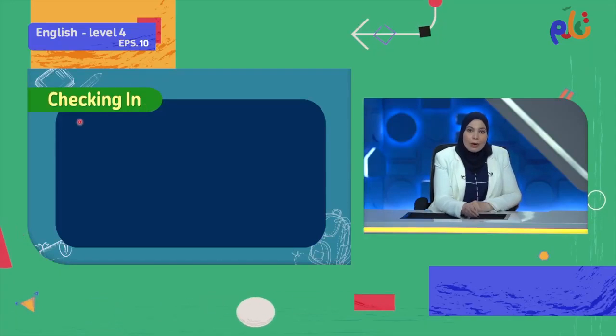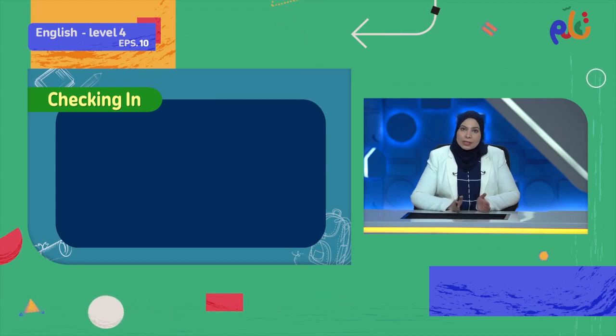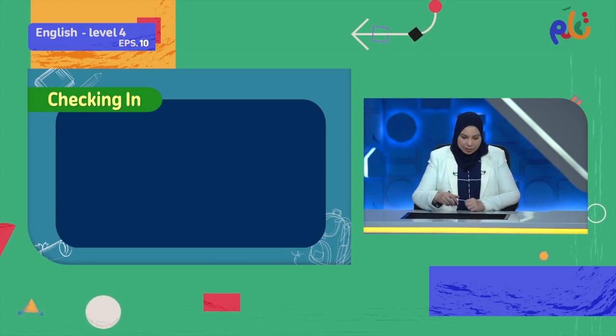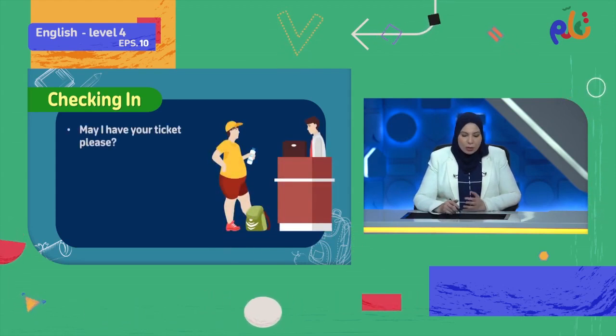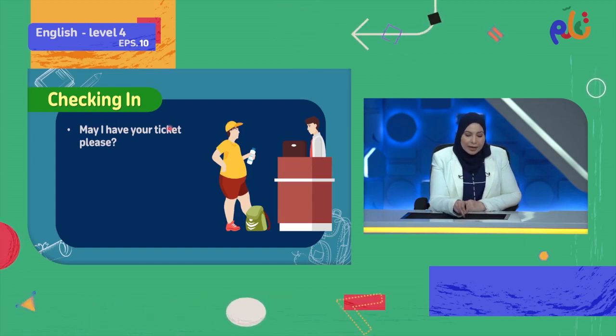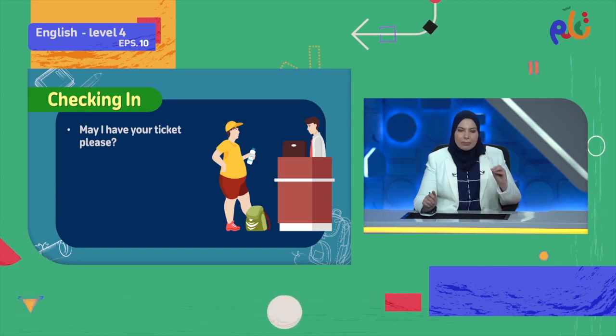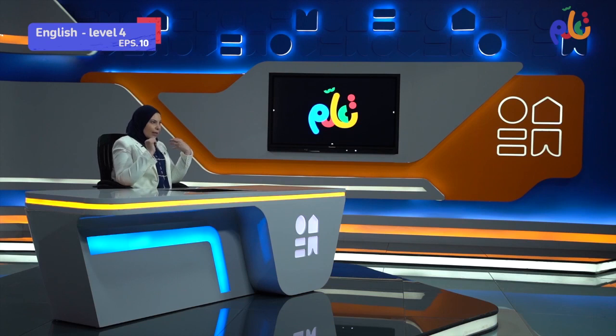But before we look at the conversations, we're looking at full expressions that will help us do the conversation. For example, if we're talking about the check-in desk, we have a lot of statements that might help us when we are at the check-in desk. Something like, may I have your ticket, please? Who would say that? Would it be me, the passenger or the traveler, or would it be the officer?